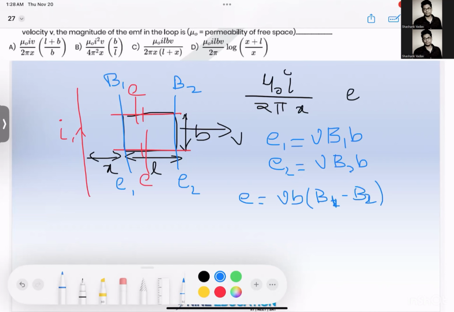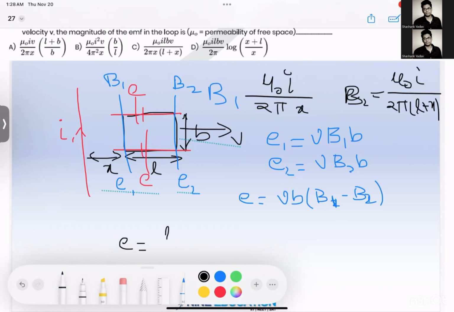How do we calculate B1? B1 is going to be this value, and B2 is going to be mu naught I by 2 pi into, B2 is at a distance L plus X, therefore L plus X. If we substitute these two values here, we will find out that the net EMF is going to be mu naught I L B V by 2 pi X into L plus X. Therefore, answer is C.